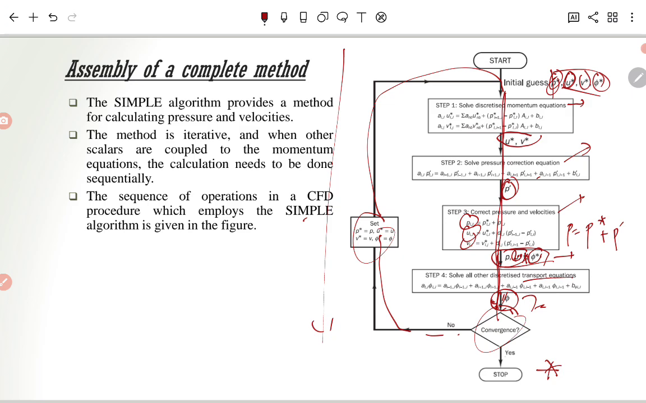So that's all for the SIMPLE method, and after this we look at the other algorithms, which are SIMPLER and also PISO.